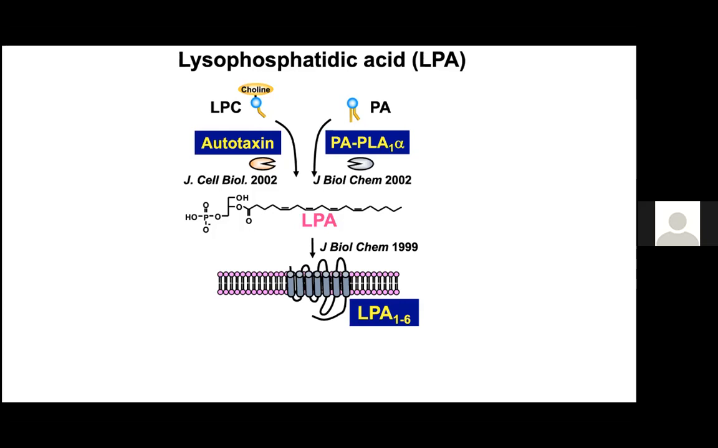This enzyme is known as phosphatidic acid selective PLA1, PA-PLA1 alpha. PA-PLA1 alpha is also known as lipase H, and is a member of the pancreatic lipase family. Very interestingly, unlike other members of the pancreatic lipase family, this PLA1 alpha does not show lipase activity to hydrolyze triacylglycerol, but shows PA-specific PLA1 activity producing SN2 type LPA.